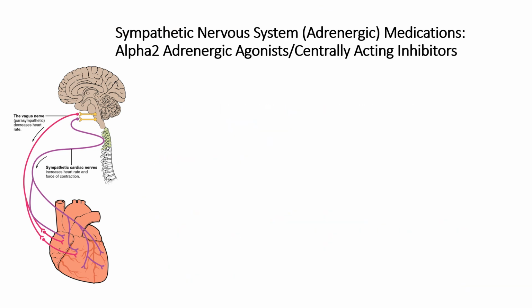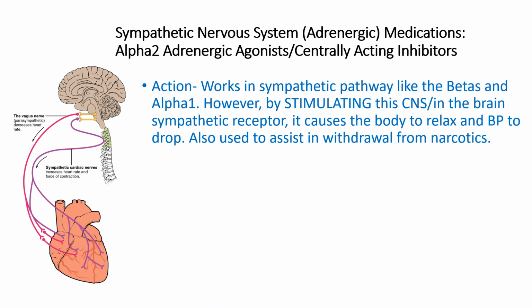A third category that works again in the sympathetic nervous system, fight and flight. These are more alpha receptors, except these are alpha 2s, and be careful, these aren't blockers. These are actually stimulators. They're agonists. So I call these the funky receptors because by stimulating this receptor, it actually blocks the fight and flight pathway. So that's a little bit different. So I put that there in the action. By stimulating this pathway, oh, and these receptors are also located in the brain, so they're like a CNS drug. By stimulating these, it causes the body to relax and blood pressure to drop.